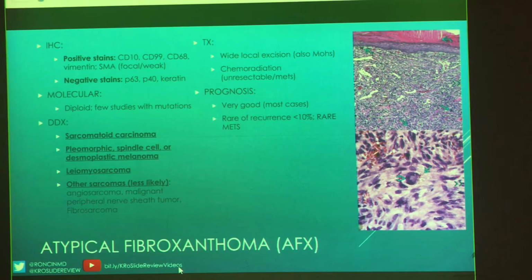For treatment, they're going to do wide local excision. They can also do a Mohs surgery or slow Mohs if it's involving the face, and they're going to do chemoradiation for unresectable or metastatic lesions. The prognosis is very good in most cases, with a rare risk of recurrence, less than 10%, and a very rare risk of metastasis with this lesion. So that is why it is here, but also because it fit just a little better with this lecture.